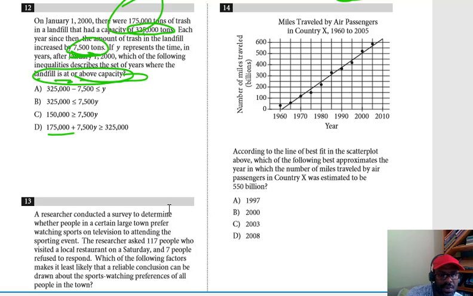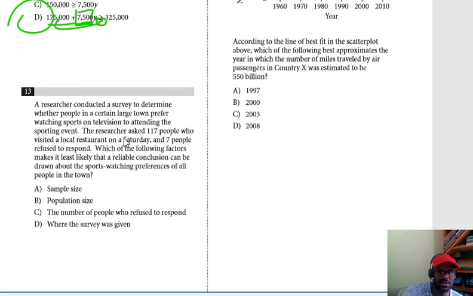I think so. Yeah. Okay, plus this changes every year. This should be above or at. This is less than or equal to, greater than or equal to 325,000. So D is good.